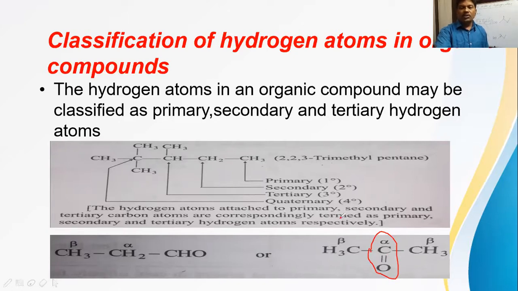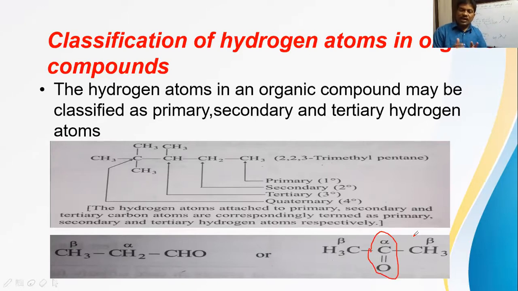So here how many beta carbons, check it. 2 beta carbons. Because the carbon which is directly attached to alpha must be taken as beta. So total beta carbons, how many are there here? 2 beta carbons. And how many beta hydrogens in this? On this beta carbon, 3 hydrogens. On this beta carbon, 3 hydrogens. So totally how many beta hydrogens? 6 beta hydrogens there. So the hydrogen atoms present on beta carbon can be called beta hydrogens.